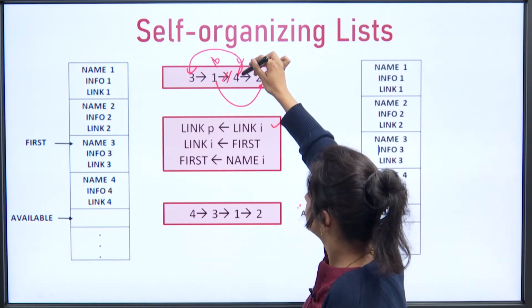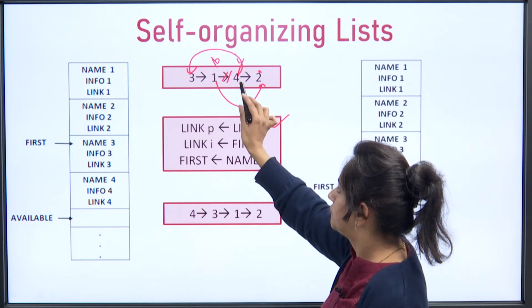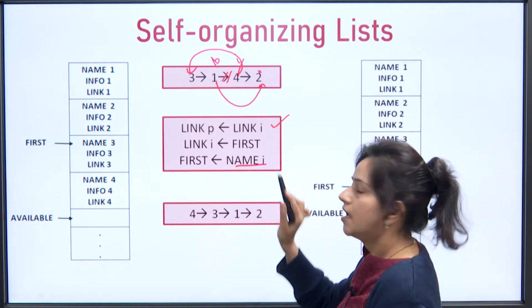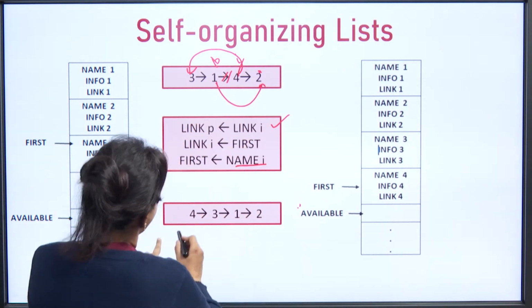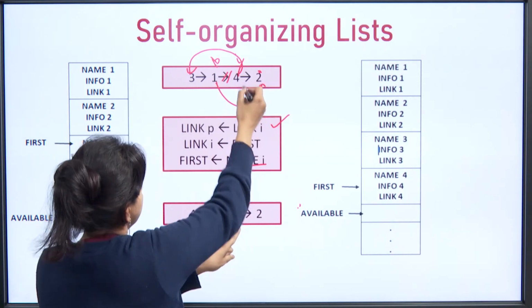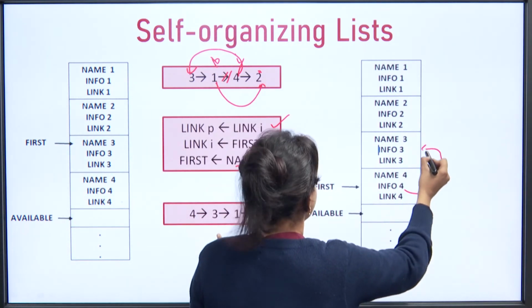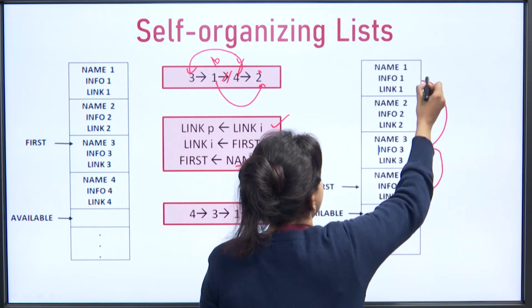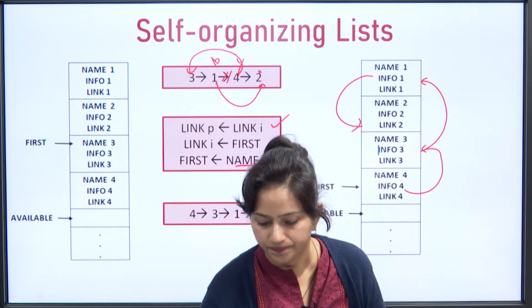Name of I is the name of the node that we are searching. Now first will be updated with name of I. So we can say the sequence will be, first will be 4, then 3, then 1, and then 2. In that way pointers will be updated.